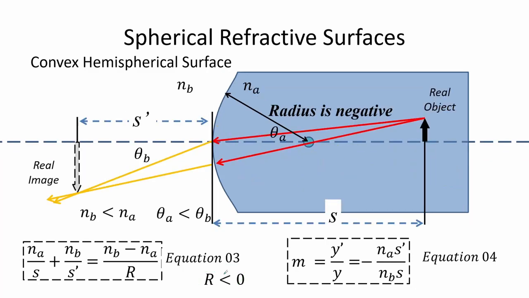Here the object is inside the material with an index of refraction greater than that of the surrounding. We still use the same formulation, but we take note of the sign convention for its radius. Since the object is facing the concave side of the sphere, then its radius is negative.